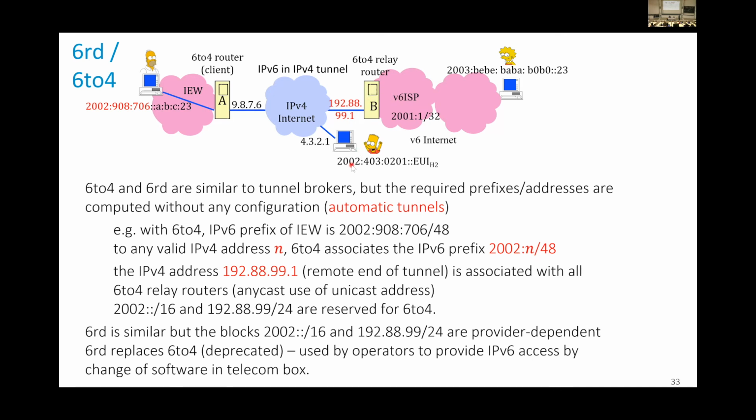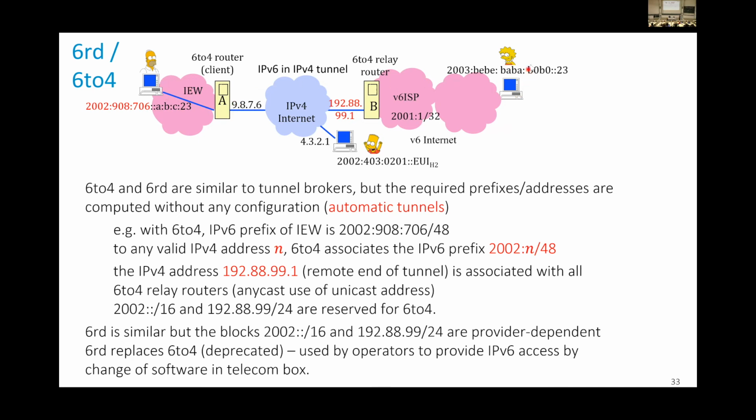Then this router will receive a packet with destination address, this one here. Now it knows that's a 6to4 address. Therefore, I can extract the IPv4 address from this IPv6 address. So I will create an IPv4 packet with destination address 9.8.7.6. I will put the IPv6 packet into it, and I will put it into the IPv4 internet. And if the routing is not broken in the IPv4 internet, it will reach router A. And router A now knows it's an IPv6 in IPv4 packet. It will decapsulate and send it.